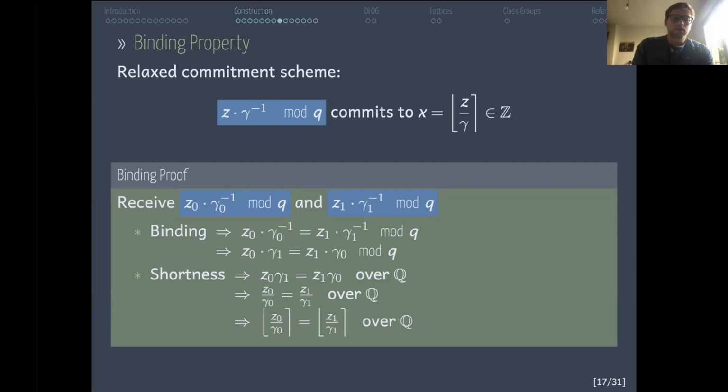Here it's heavily important that the values that we commit to are actually short compared to the modulus. So with respect to the modulus, we need shortness. Otherwise, the commitment scheme is not even binding. I hope this conveys a bit of intuition about how we can actually use these shortness guarantees in the range proof.